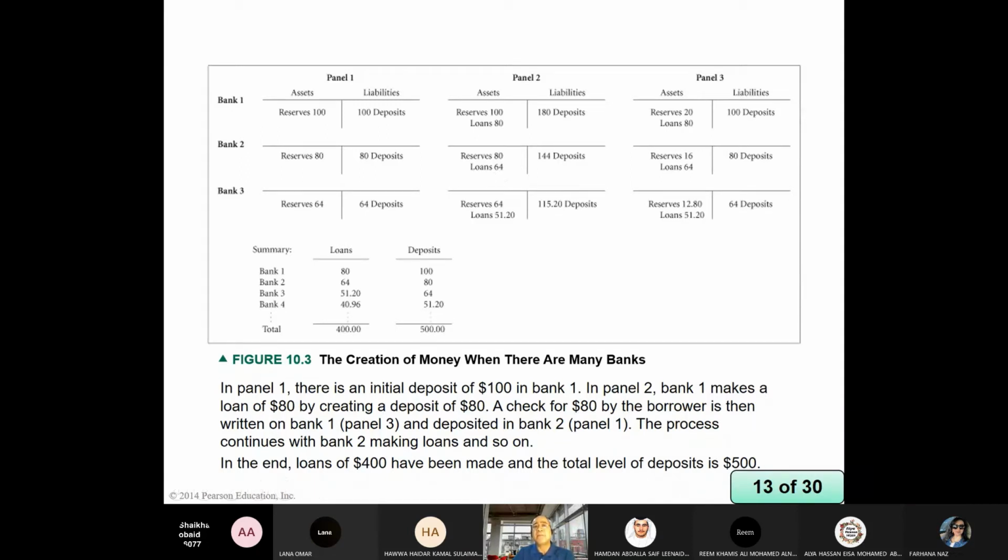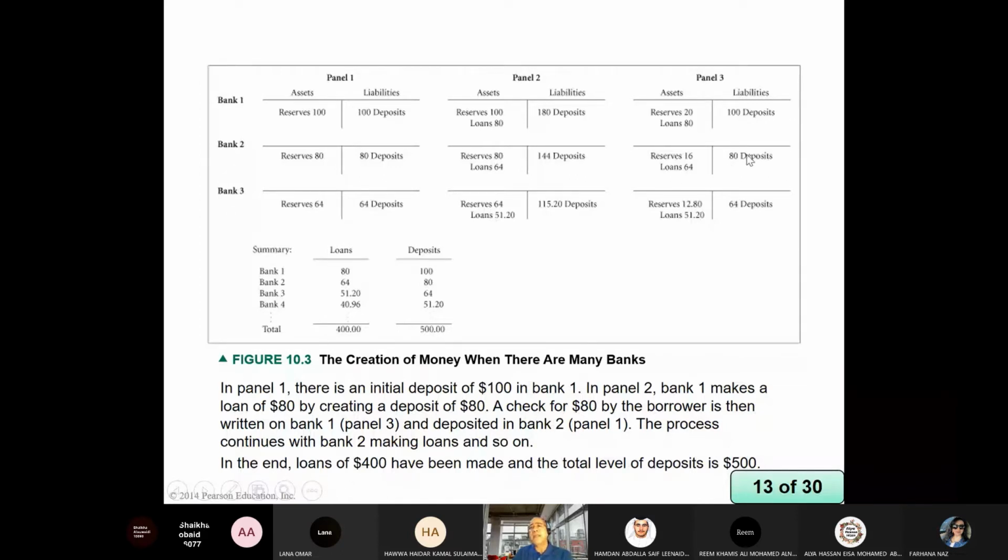So 80 times 0.8. Why is it 0.8? 1 minus 0.2. 0.2 is the required reserve ratio. So Farhana deposits 64 dirhams. And then Farhana withdrew the money. She wrote a check on bank 2. So we are left with this.